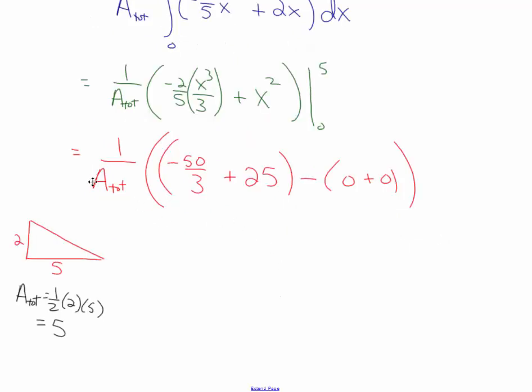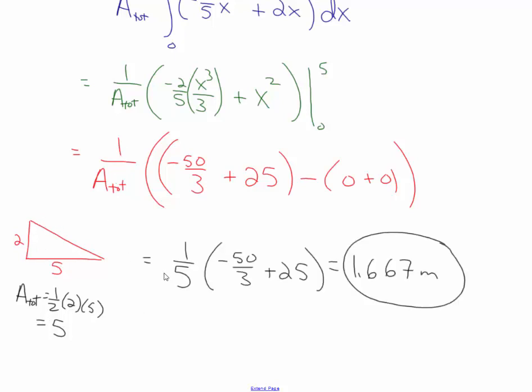And so to fully solve this, we need to get rid of this area out of the equation. The area is just the area of a triangle. It has a height 2 and a width 5. So the area of a triangle is 1/2 the base times the height, 1/2 times 2 times 5. So the area of that triangle is 5. So substituting that in, we have 1/5, 1 over the area, times negative 50/3 plus 25. And so simplifying that out, we get that the x coordinate is 1.667 meters.